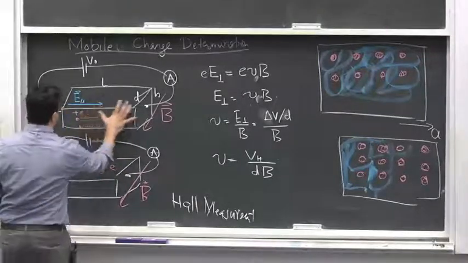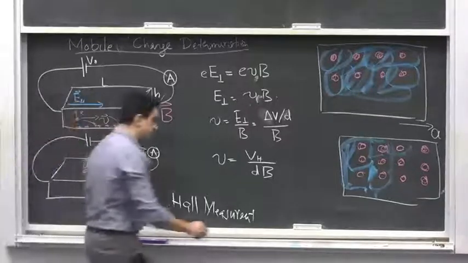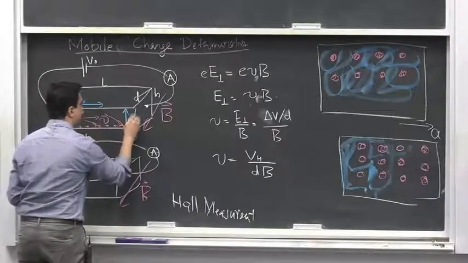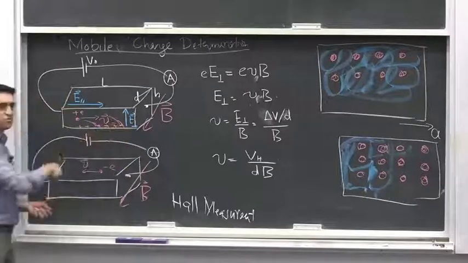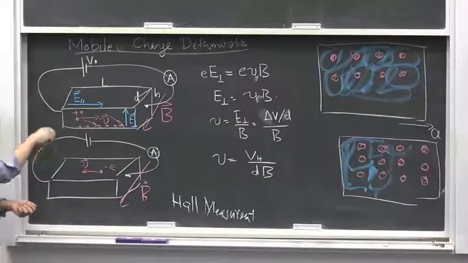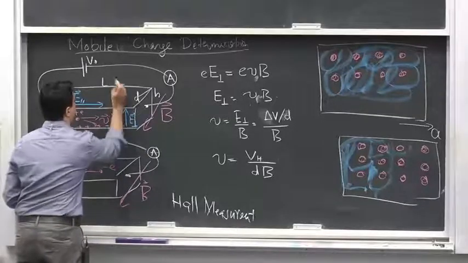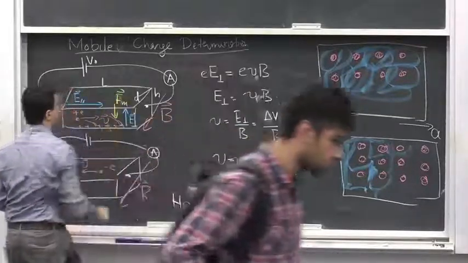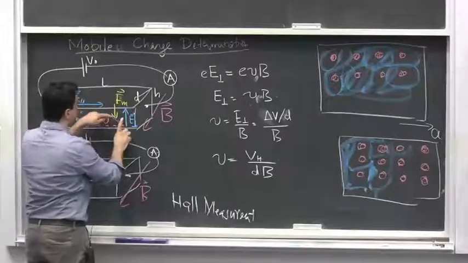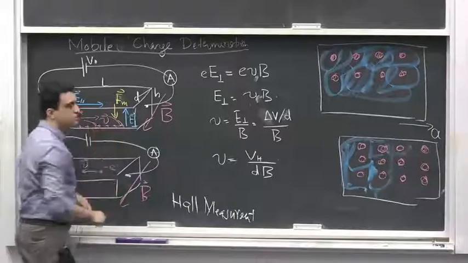Overall this was neutral, but you have these extra charges which appear. So you have an extra field which appears inside the conductor, a perpendicular field which appears because of those accumulated charges. And in which direction was the magnetic force? It was downwards. So as more and more charges accumulate, there is the force due to the electric field and the force due to the magnetic field.